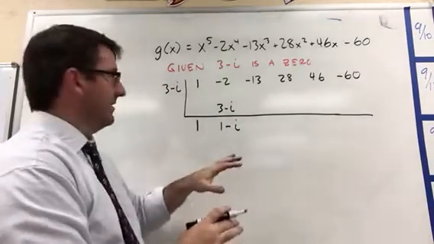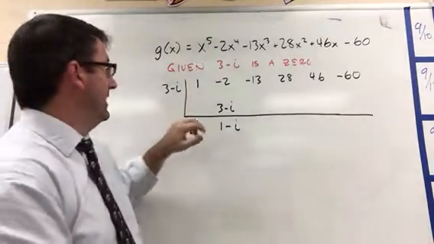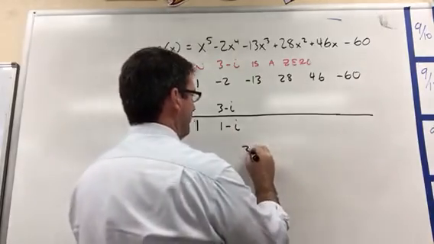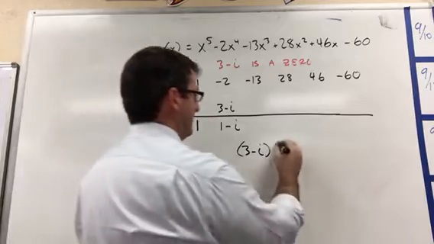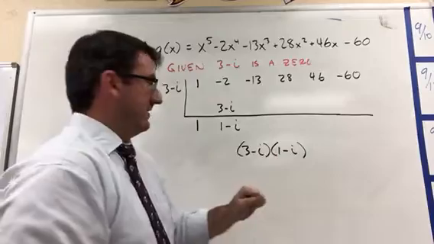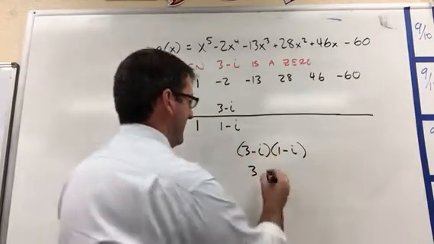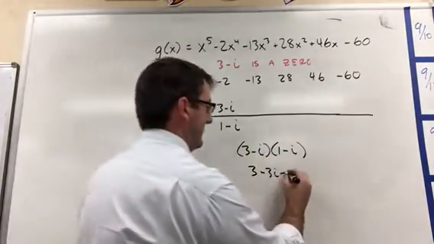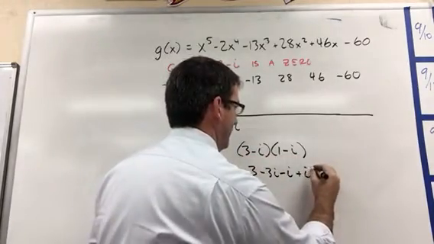Now here's where this is a little trickier than with real numbers. We've got 3 minus i times 1 minus i. So let's just do our work down here. 3 minus i times 1 minus i. So we've got to multiply those. 3 times 1 is 3. 3 times negative i is negative 3i. Negative i times 1 is negative i. And negative i times negative i is positive i squared.